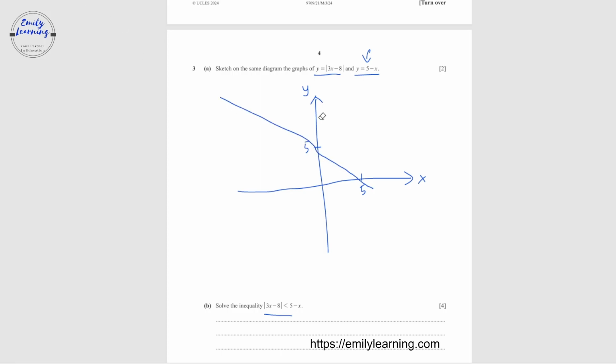Let's sketch this first: y equals 5 minus x. I know that the y-intercept is at 5, and to find the x-intercept, when y is 0, x is 5. So therefore this is my graph. Oops, not too nice. Maybe let me label this later.